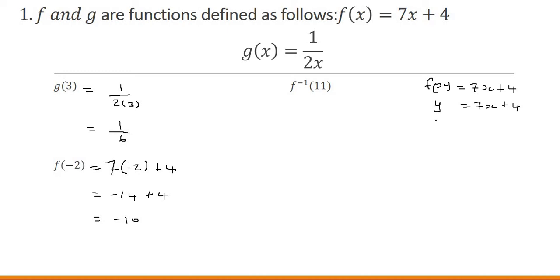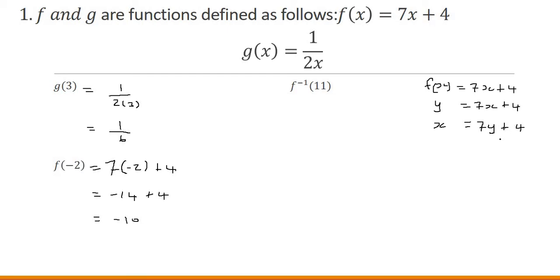Then at this stage, we must interchange x and y. So where we see y, we're going to write x, and where we see x, we're going to write y. So we would have x is equal to 7y plus 4. At this stage, we are going to transpose to make y the subject of the formula. So in other words, here we have x equaling 7y plus 4. So what we want to do is to manipulate this and get y equal to something, right?